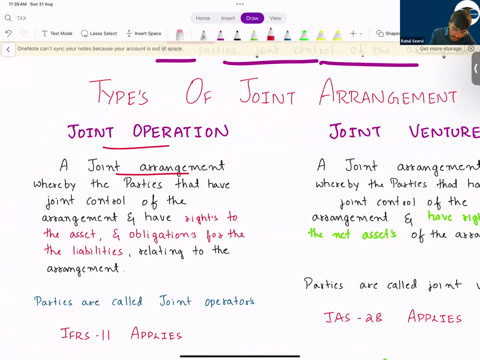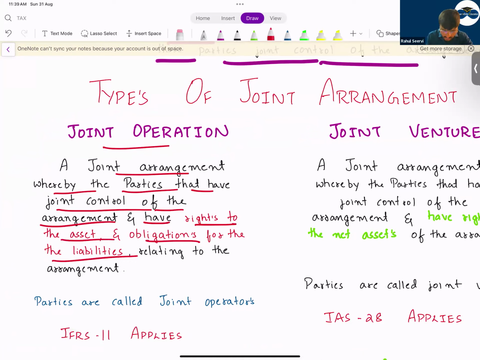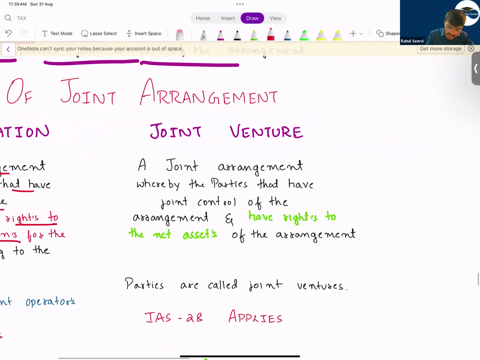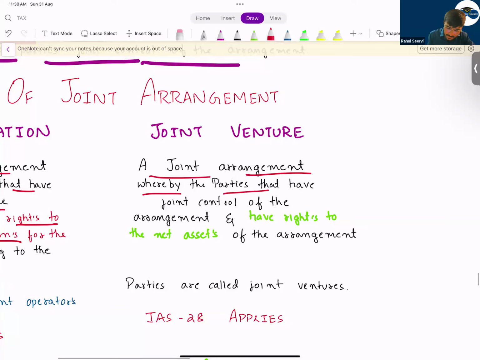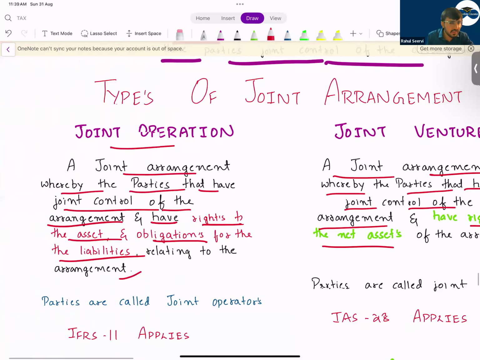Joint operation: a joint arrangement where the parties that have joint control of the arrangement have rights to the assets and obligations for the liabilities relating to the arrangement. That means in joint operation, I will have rights to the assets and obligations for the liabilities. But in joint venture, a joint arrangement whereby the parties that have joint control of the arrangement have rights to the net assets. Here I have the right to the net assets, but there I have what? Rights to the assets and liabilities.